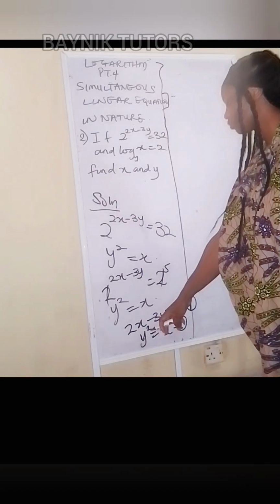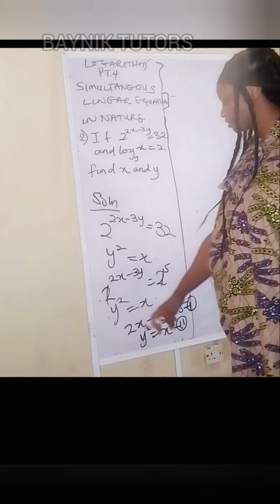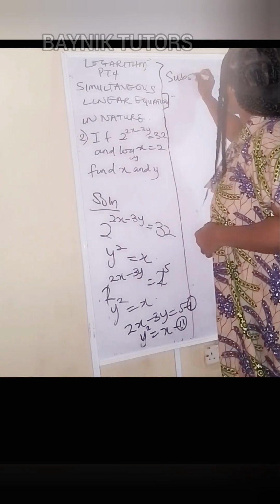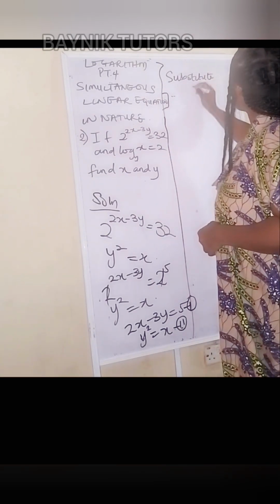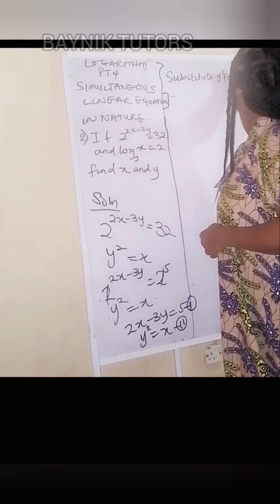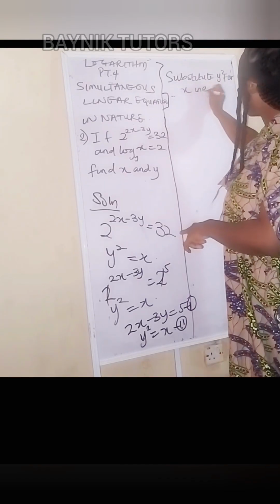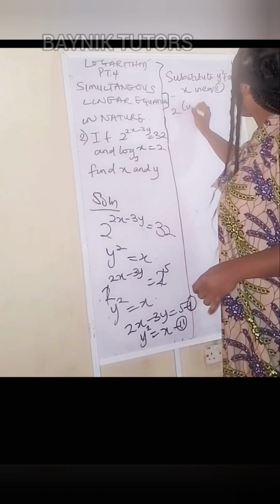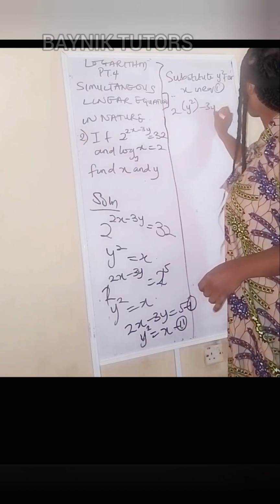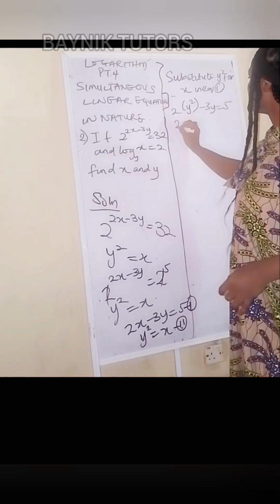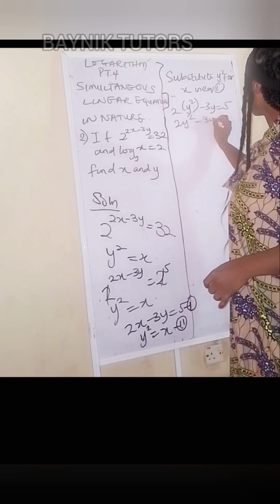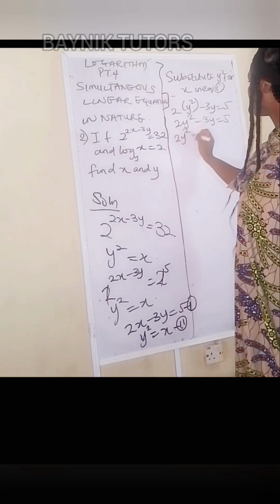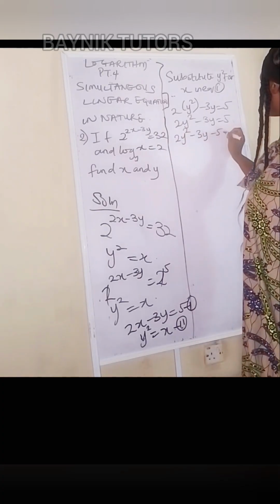As you can see, we've gotten our x. So our x is what? y squared. So wherever you see x, you substitute with y squared. So substitute y squared for x in equation 1. So it's straightforward. So now that is 2 times y squared minus 3y equals 5. So this is 2y squared minus 3y equals 5. So now this 5 will come to this side. So we are collecting the like terms. So now minus 5 equals 0.